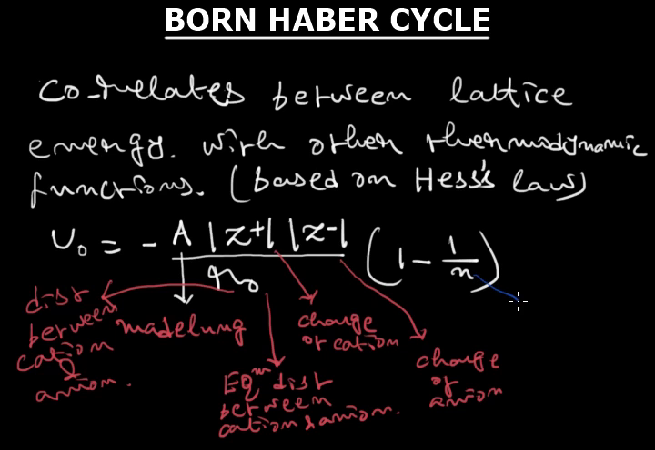n is a constant quantity called the Born exponent. So this is the formulation of lattice energy. Now how the Born-Haber cycle correlates lattice energy with other thermodynamic functions, we will discuss that.